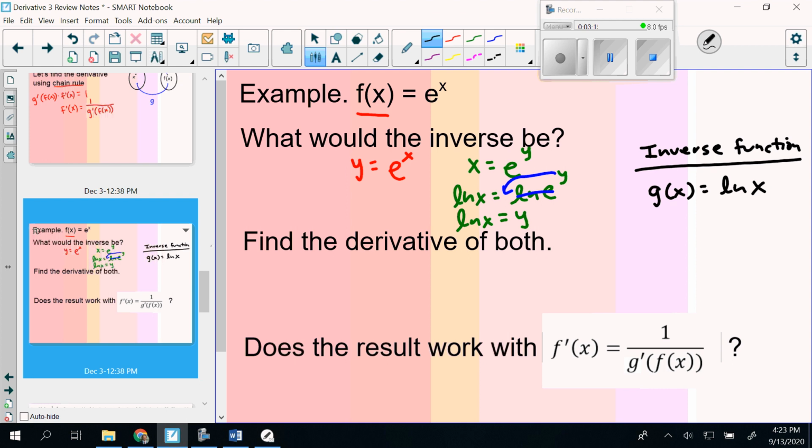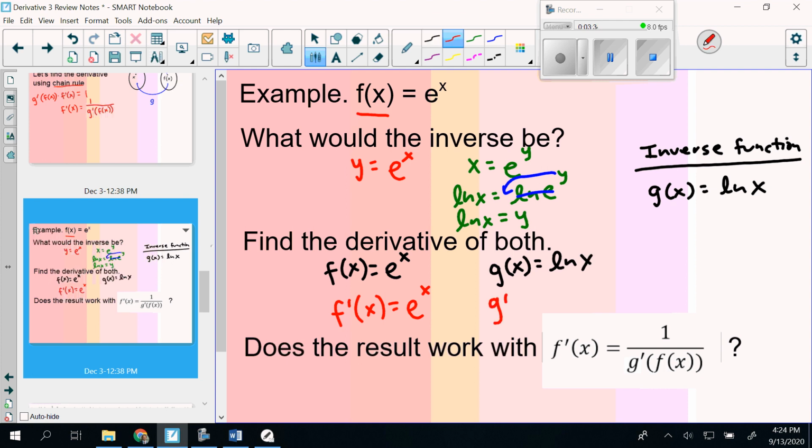Let's find the derivative of both then. So if we have f of x equals e to the x, that's an easy derivative. Derivative is just e to the x. Let's find the derivative of the other one. We found that inverse g of x is equal to natural log of x. That derivative is not hard either. We've seen from previous videos and from last year that derivative of natural log is 1 over x.